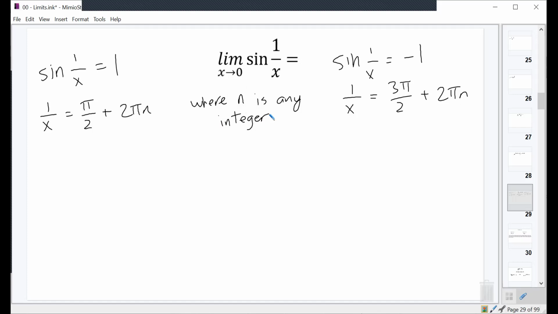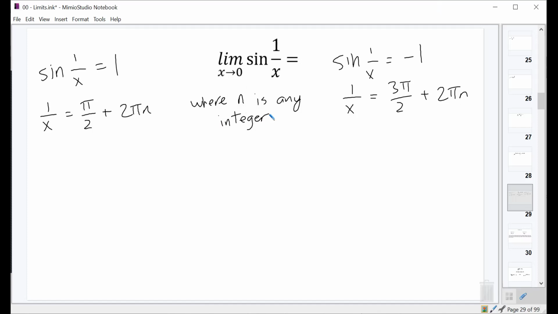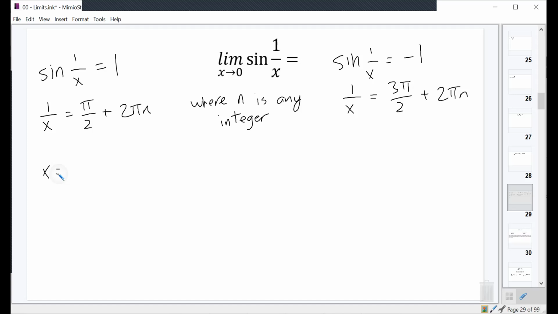Any integer is good. So let's now solve each of these for x. This should be really easily done. All we really need to do is take the reciprocal of both sides. And we could just say x is equal to, and this isn't going to look really nice, but it's just going to be 1 over pi over 2 plus 2 pi n.